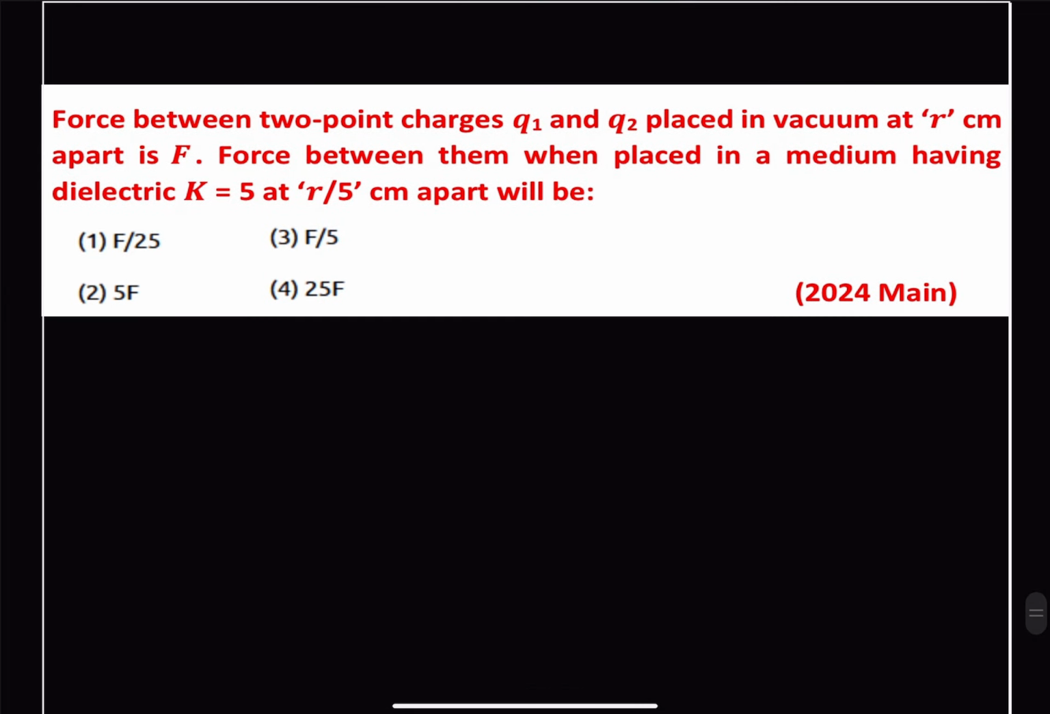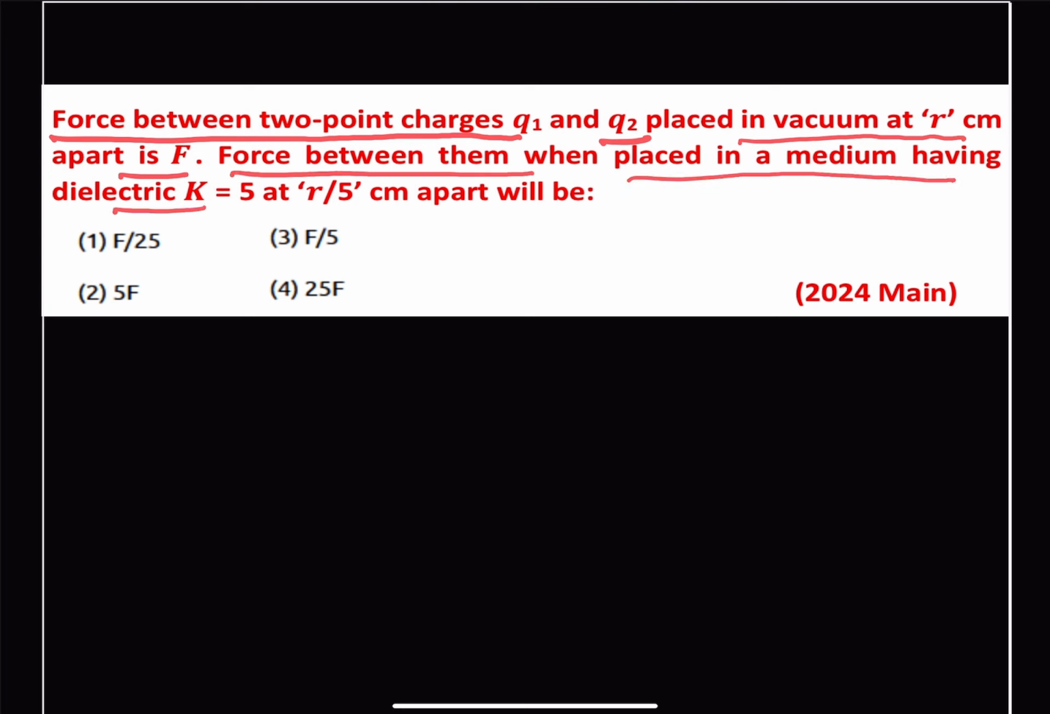It states that the force between 2 point charges Q1 and Q2 placed in vacuum at r centimeter apart is F. What will be the force between them when placed in a medium having a dielectric constant K equal to 5 at r by 5 centimeter apart? So there is a change in medium, and we have to find out the force when the medium is changed. So in vacuum, the force in vacuum is given as F.